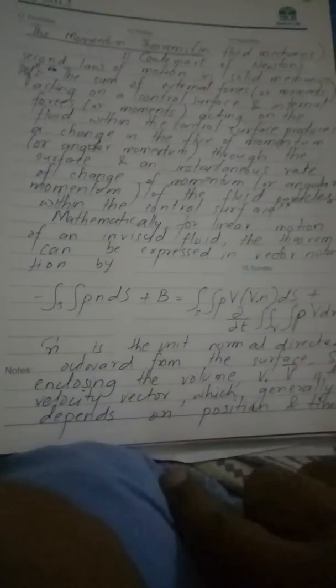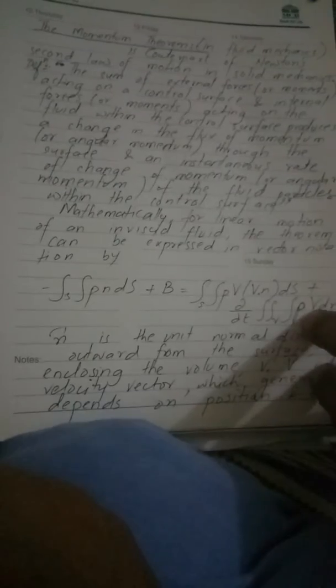Whenever there is surface area, there is dS, and whenever there is dS, there is n. So we have the surface integral, and also the volume integral. V is the velocity vector, which generally depends on position and time. That is why we take d over dt for the time derivative, and the surface integral over the surface area, and these two are equal to the negative of the surface pressure term, plus B. This is the expression for the momentum theorem.